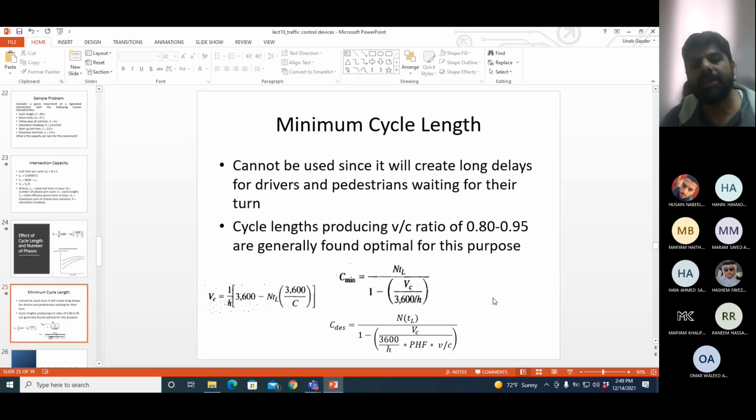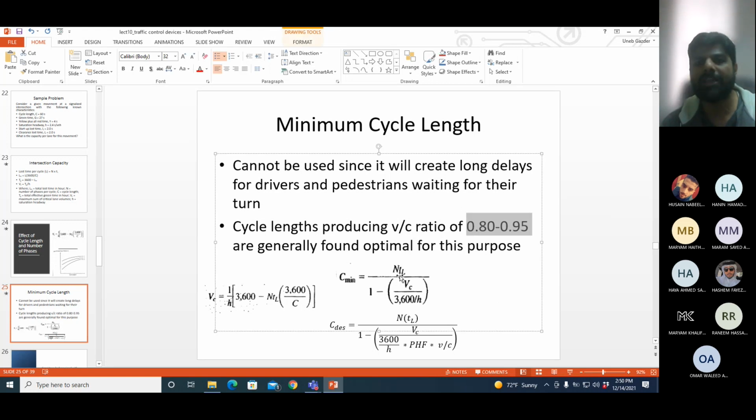For that, we will divide VC with another factor, which is V by C ratio. What is V by C ratio? Volume to capacity ratio. When V by C is 1, that means peak hour volume equals capacity of the intersection. So V by C should be less than 1. Capacity should be higher, volume should be lower. And the recommended range of V by C is this one.